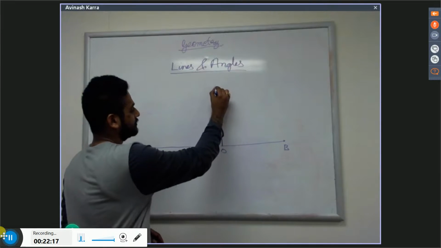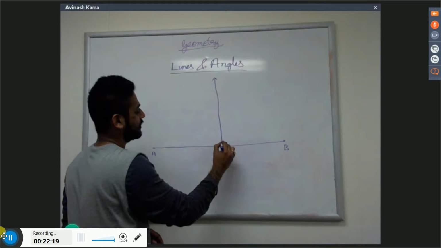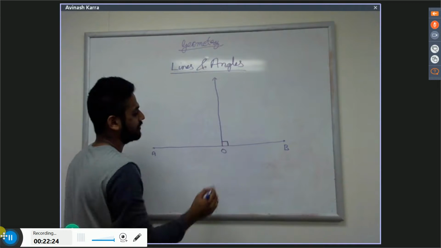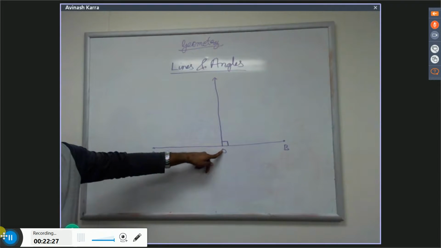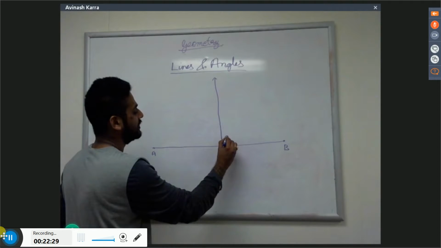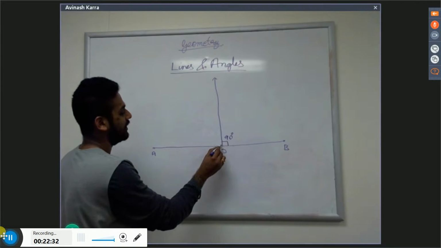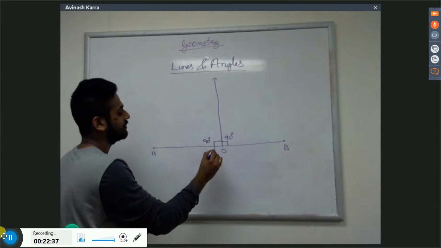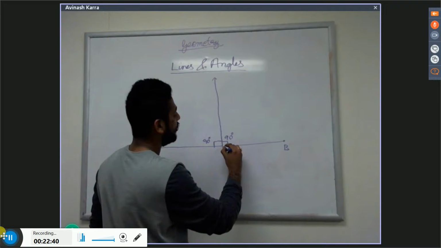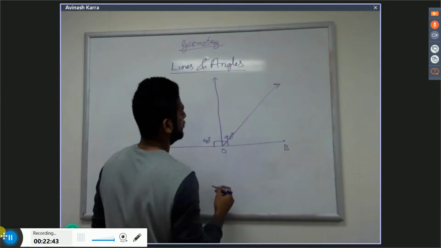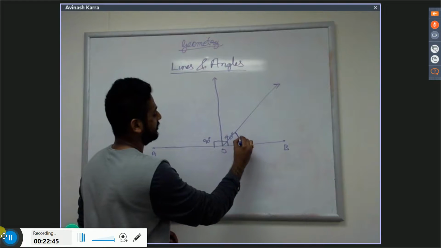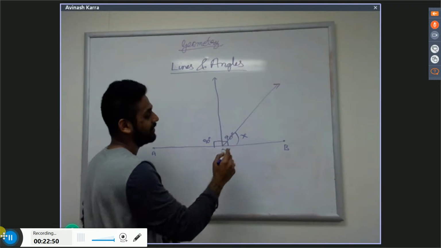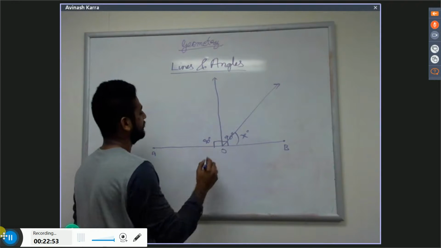If I draw a straight line which is perpendicular, it is 90 degrees. And this one will be 90 degrees. And if I draw one more line like this, let me say X. No, it's not a bisector. I'm just drawing a line. It's X.